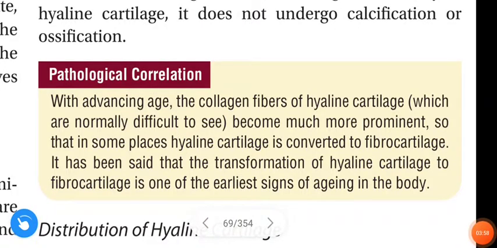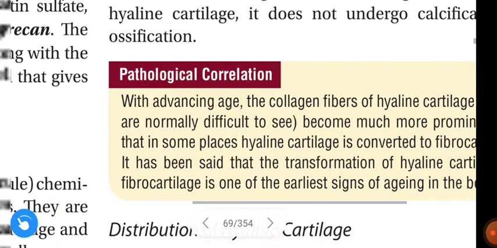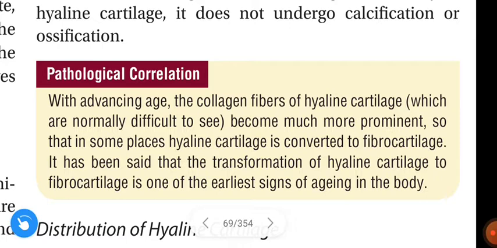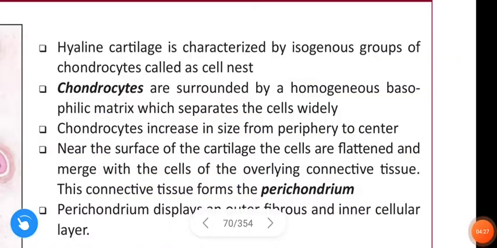See here, a pathological correlation of hyaline cartilage. With advancing age, the collagen fibers of hyaline cartilage become much more prominent, so that in some places hyaline cartilage is converted to fibrocartilage. It has been said that the transformation of hyaline cartilage to fibrocartilage is one of the earliest signs of aging of the body. These are the key points about the hyaline cartilage. After completion of this, I will explain the diagrammatic view of the hyaline cartilage.